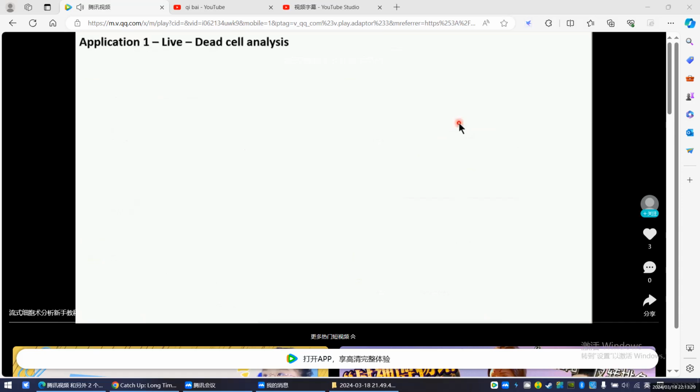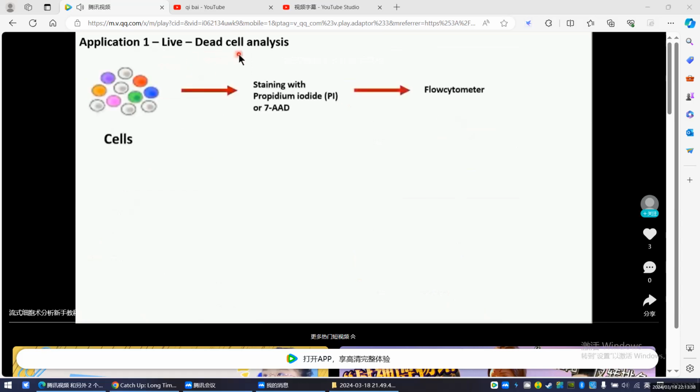Now we go for the applications, and the first application is the detection of live and dead cells. In this experiment we have some cells. These cells are stained with dyes like propidium iodide, or you can use another dye, that is 7-AAD. There are some other dyes also, like SYTOX Blue, Hoechst and others. Once you stain the cells with either propidium iodide or 7-AAD, you put the sample in the flow cytometer.